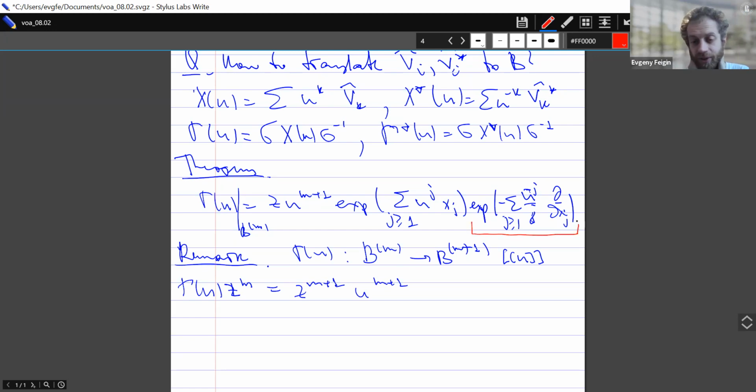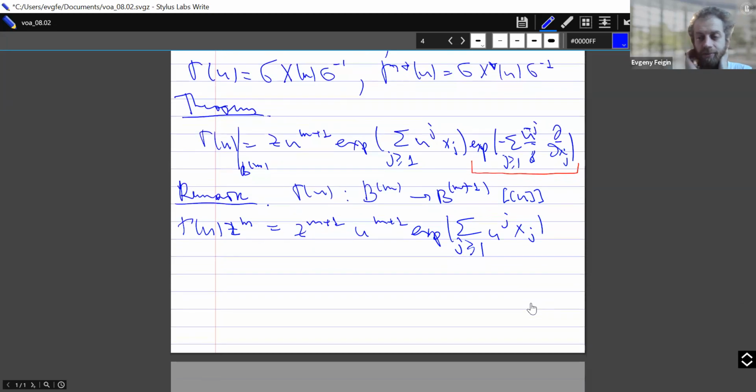So this exponent kills, well, stabilizes z to the m plus 1. Yes, so all the derivatives kill it, but we have 1 in the exponent. And then the result is just x of u to the j, x_j. Let us make a brief check.